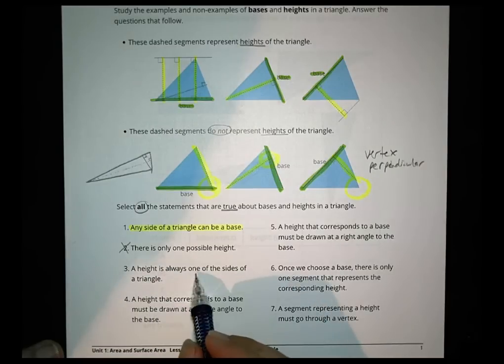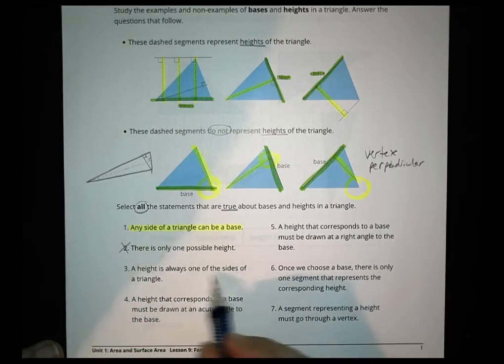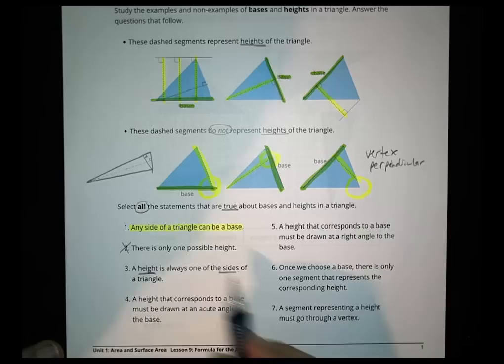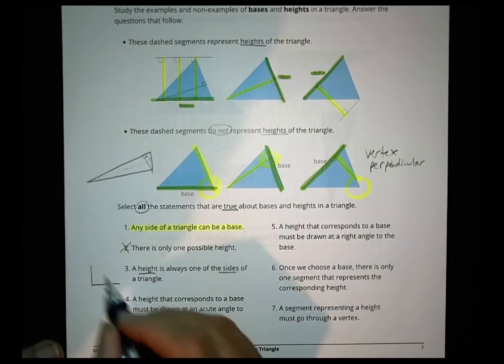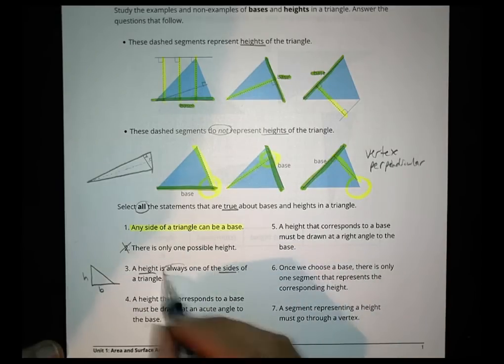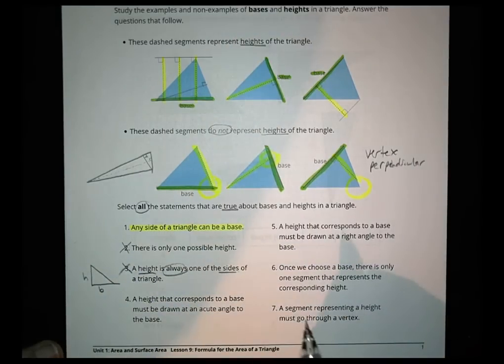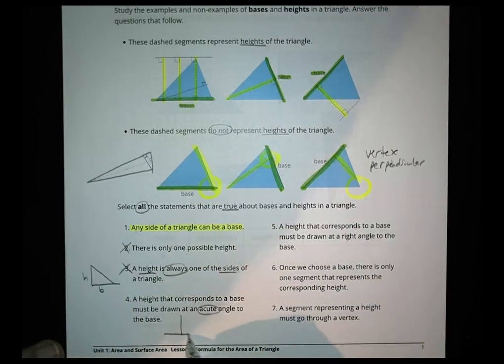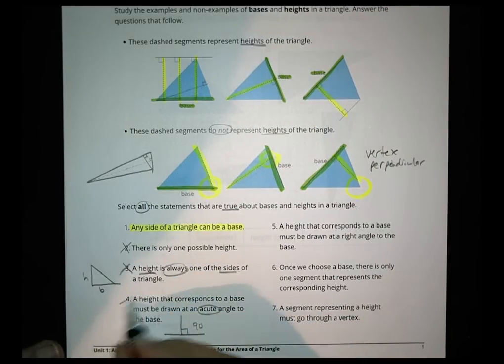A height is always one of the sides of a triangle. Well, a height is not always a side. It could be, if it's a right angle triangle like that, you could have a base and a height, but it's saying always, so we'd say no. A height that corresponds to a base must be drawn at an acute angle to the base. Again, what's the problem with that? Well, the problem with that is that we know we need to have something that's perpendicular, or at least forms a 90-degree angle. So that would be no for number 4.